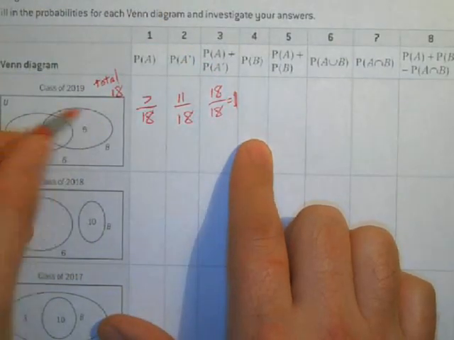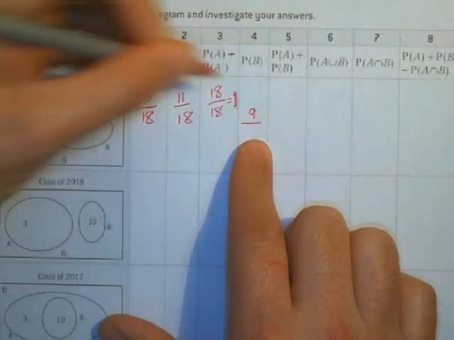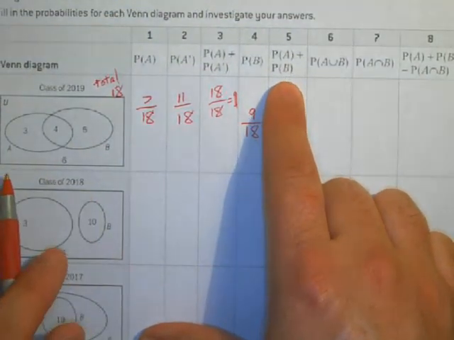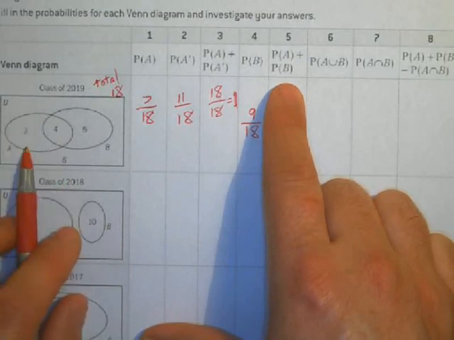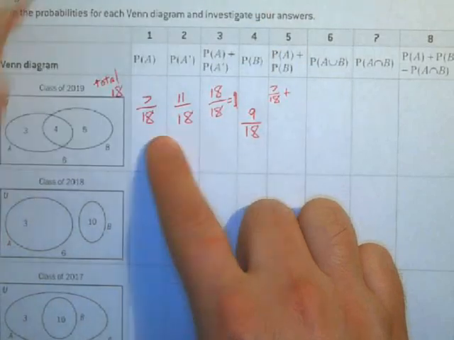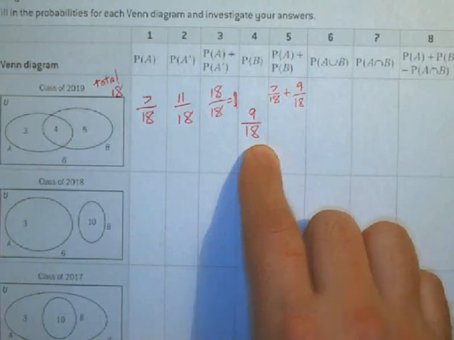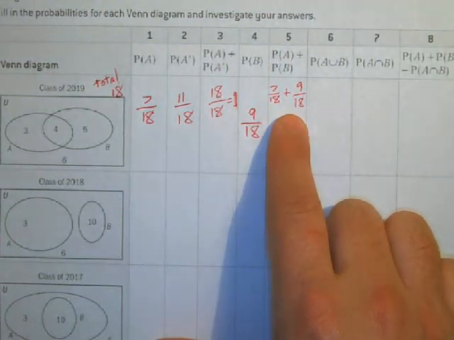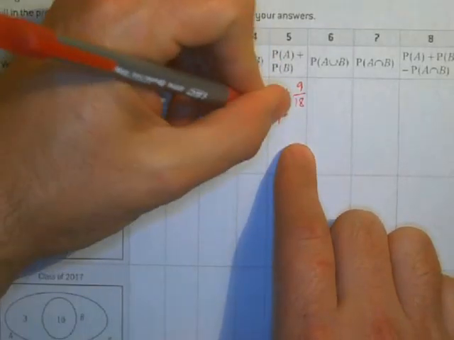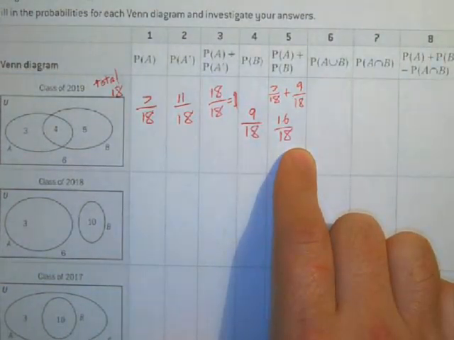All right, probability in circle B. Here's circle B. 4 plus 5 is going to give me 9 over 18. The probability of A plus B: circle A is 7 over 18. Probability of B is 9 over 18. If I add these together, I'm going to end up with 16 over 18.